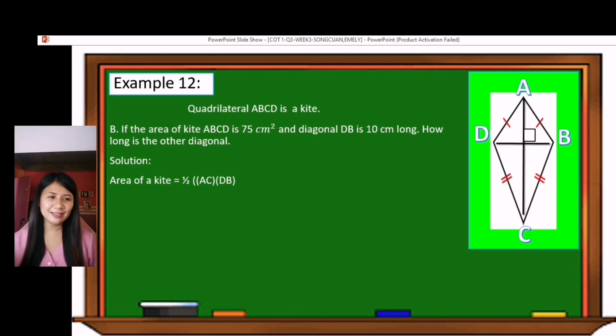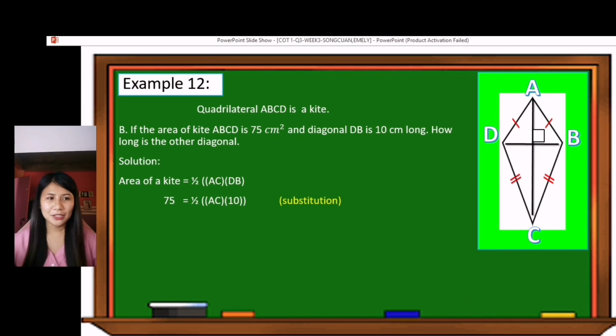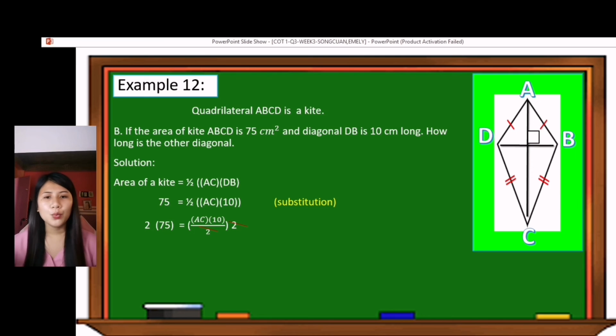Same process for getting the area of a kite, which is equal to 1/2 of the product of the lengths of the two diagonals. Then substitute the value. So the area of the kite, 75, is equal to 1/2 times the unknown diagonal AC times 10. So we can divide the product of AC and 10 by 2. In this situation, we can do the cross multiplication or just multiply both sides by 2.